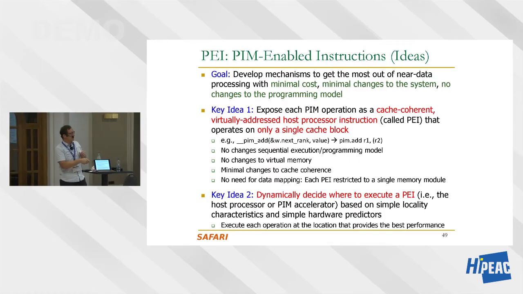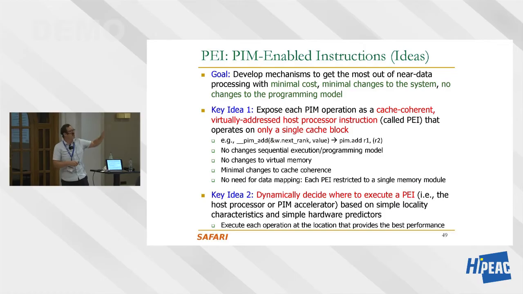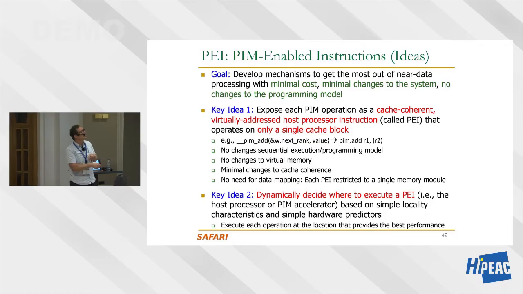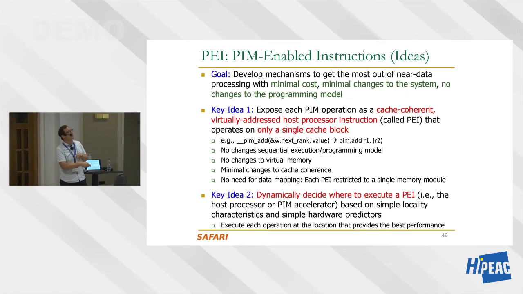So this is good because you don't change the sequential execution or programming model, very much like SIMDRAM, but SIMDRAM came later. No changes to virtual memory. SIMDRAM needs changes to virtual memory. Minimal changes to cache coherence here, and there's no need for data mapping changes here. So this operates nicely with the data mapping that happens in existing processors, because you're restricting each instruction to a single memory module.